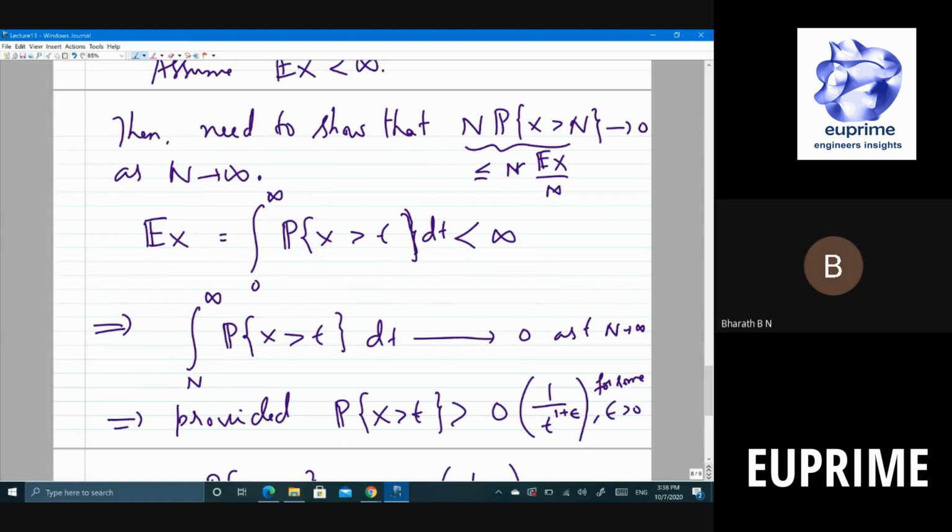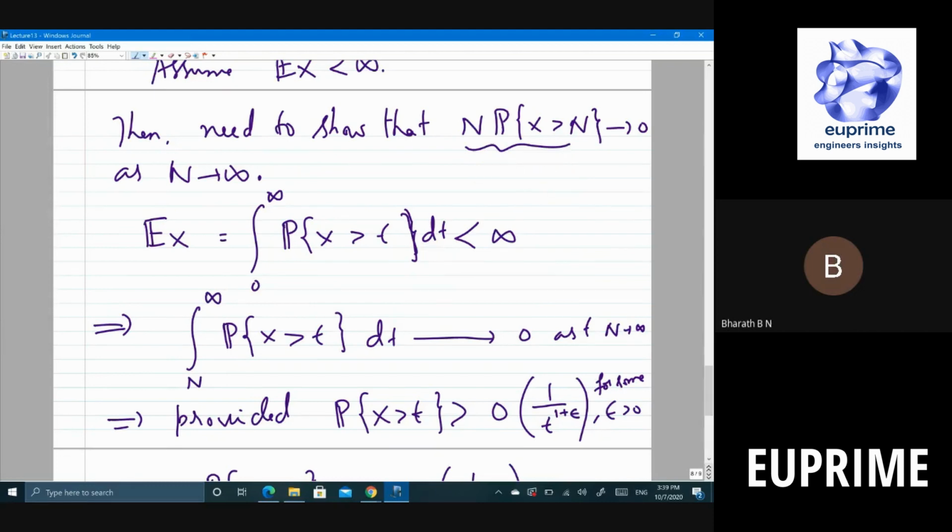If expected value of x is 4, you are saying this is upper bounded by 4. Of course it is upper bounded by 4, but what I want to show is this should go down to 0 as n goes to infinity. That's what I want to show, right?